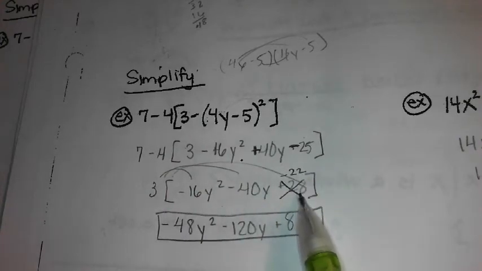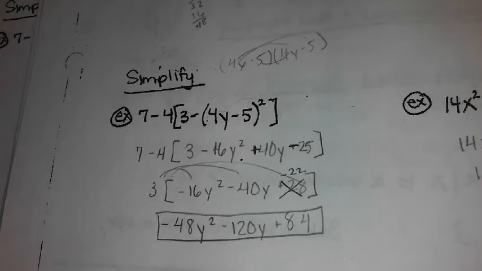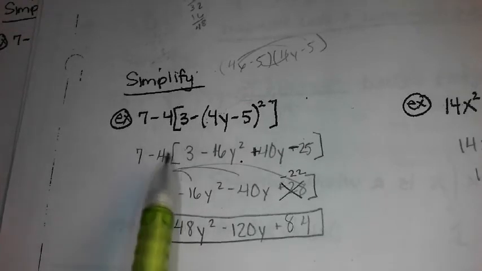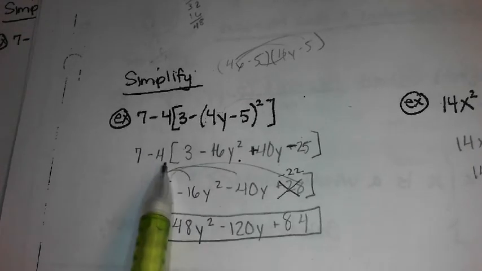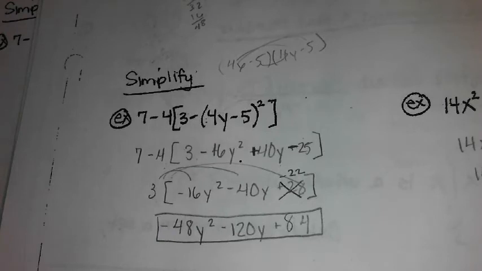Ooh, what else did they do wrong? Andrew? Absolutely. They did subtraction before they did multiplication. This is 7 minus 4 times brackets. 4 times brackets absolutely has to come prior to subtraction.